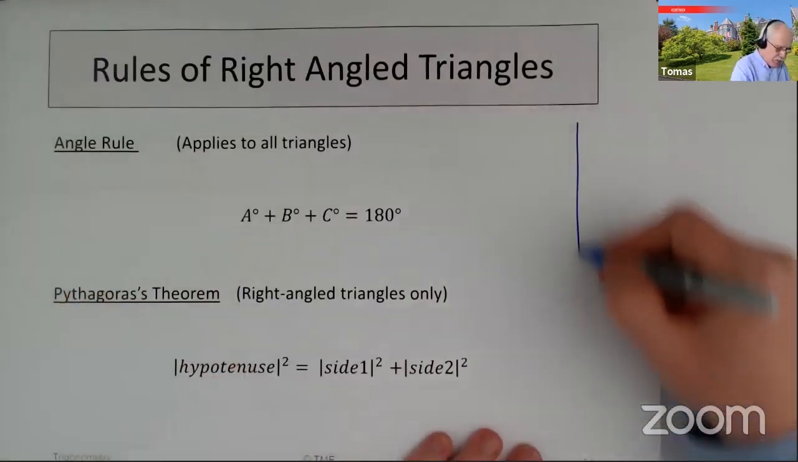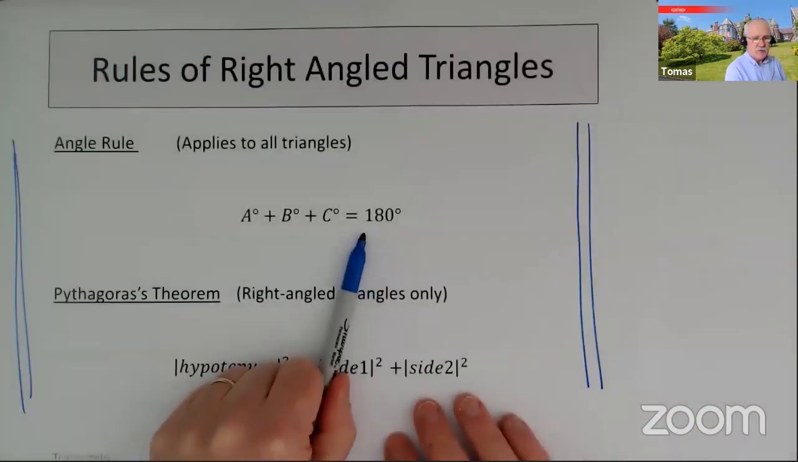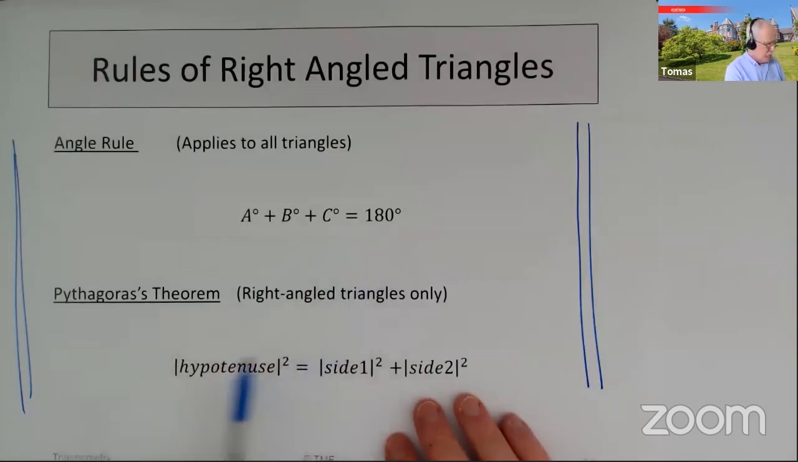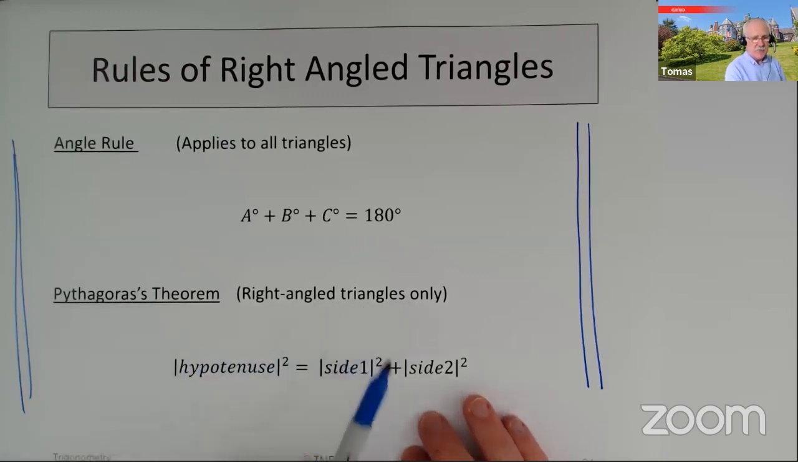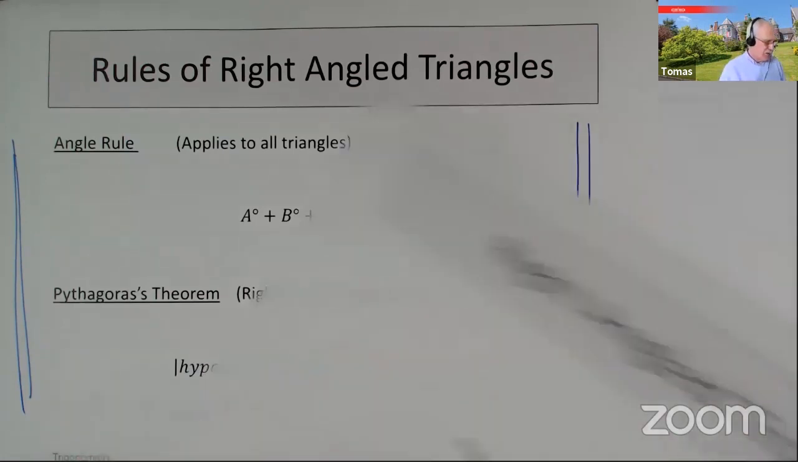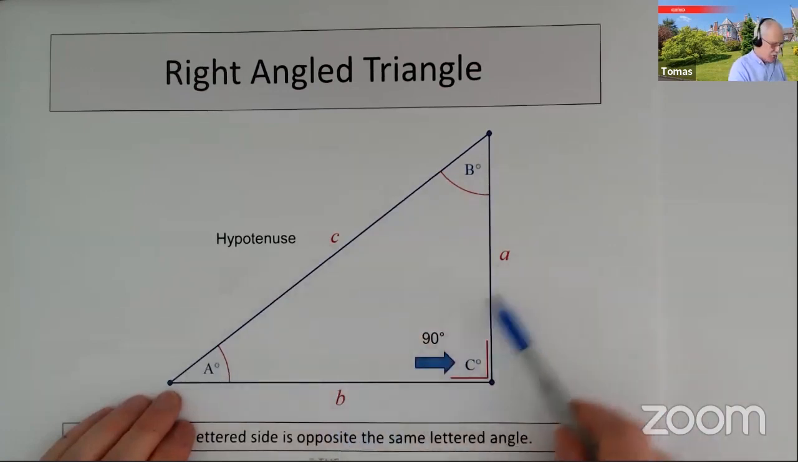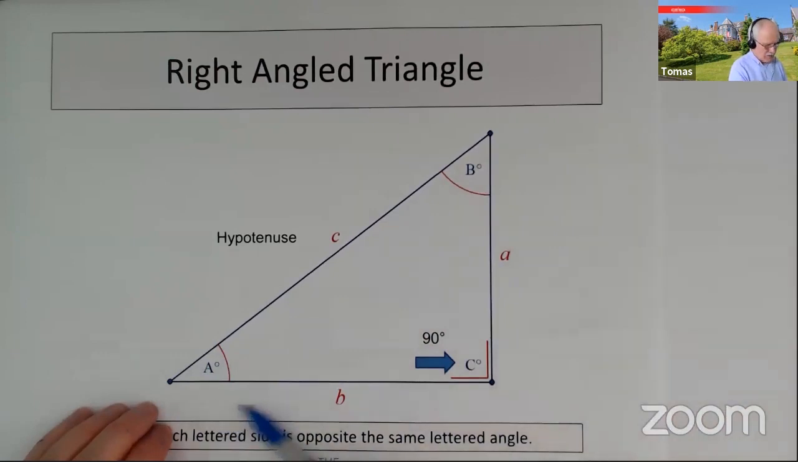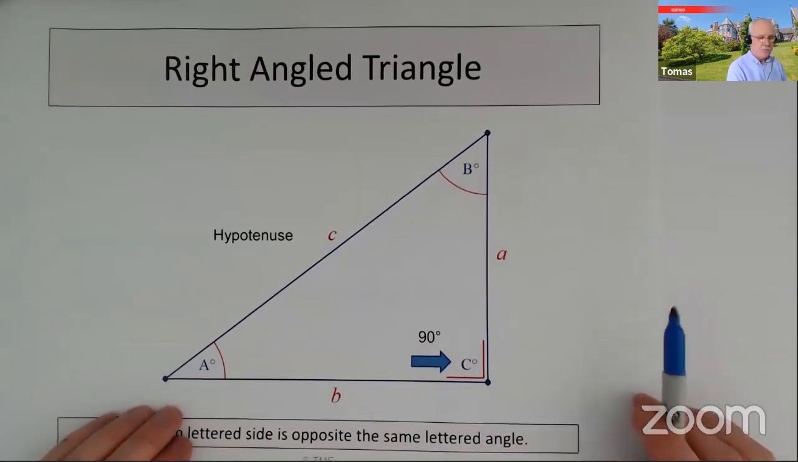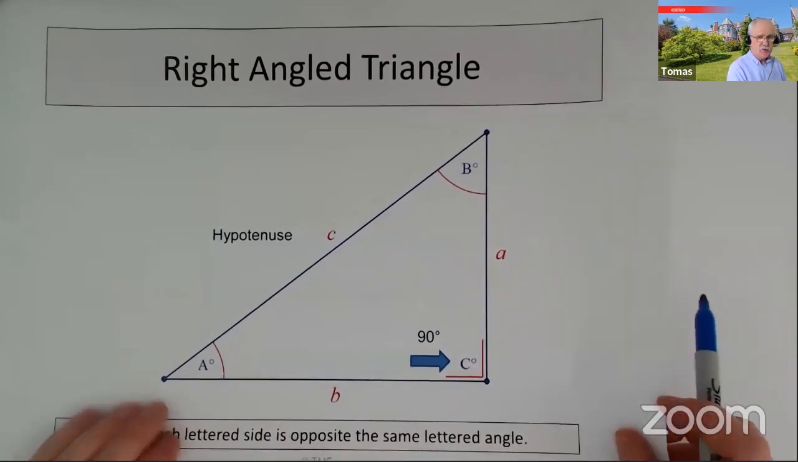What are our tools? The toolbox we have for right angle triangles: first, all three angles must equal 180. That's always the case. But there's a special rule for right angle triangles, Pythagoras' theorem, and this only applies to right angle triangles. Basically the hypotenuse squared equals the sum of the squares of the other two sides. So if we take the length of the hypotenuse and square it, it's equal to the sum of the squares of the adjacent and the opposite. So the sum of these two squares is the same as that, and that only applies to right angle triangles.